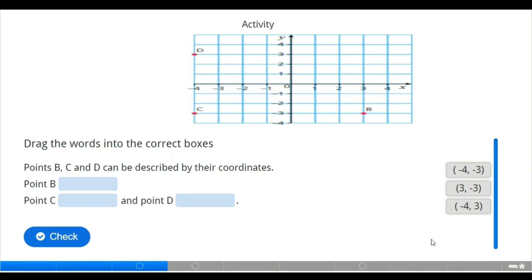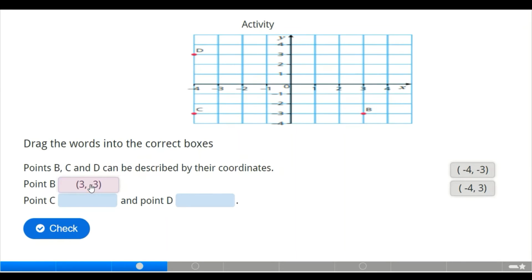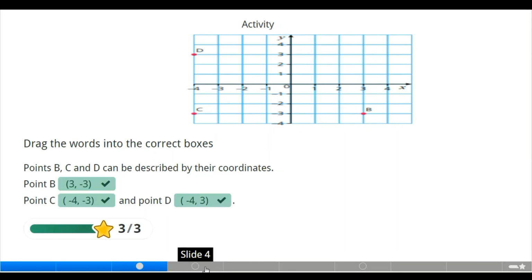So with this, we are going to be typing in the right answers to each of the boxes that we have there. Okay, so point B is going to be what? Point B is 3 on the x-axis and -3 on the y-axis. So we have that. So point C is what? Point C, the x-axis is -4. The y-axis is what? -3. So we have -4, -3. Now for point D, the x-axis is -4. While the y-axis is what? The y-axis is 3. Okay, so we have that here. Now let's check the answer. Okay, so let's check that our answer is right.